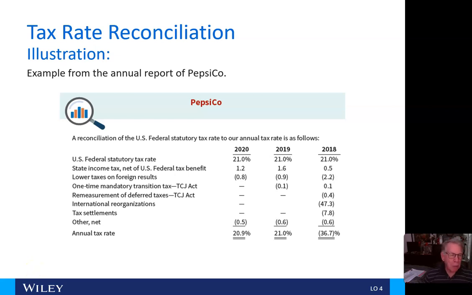Hi everybody, and welcome back to video number 8 in chapter 18. When we left off, we were looking at tax rate reconciliation for PepsiCo. Here is an example, and they go through all the adjustments from the U.S. tax rate here at 21% and how they actually arrive at their true rate or annual tax rate after the reconciliation.